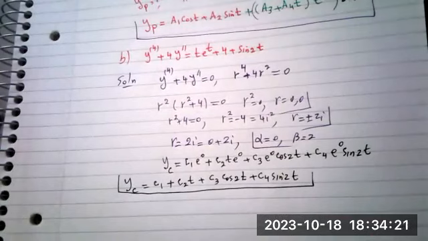You see, 0 was a repeated solution. We got R squared equal to 0, so you have two solutions, 0 and 0. So the first one would be e to the 0, the second one would be t e to the 0.